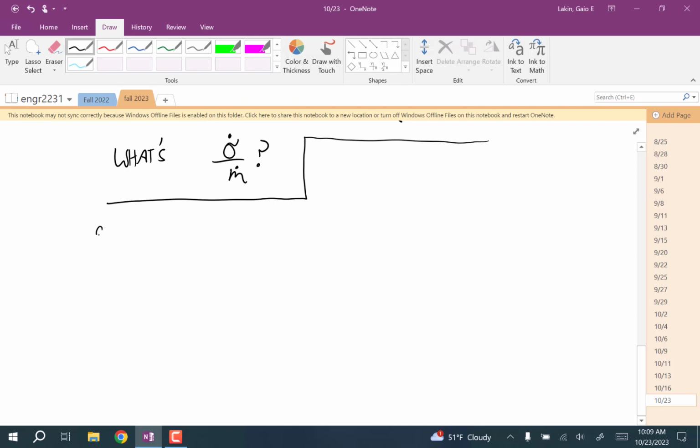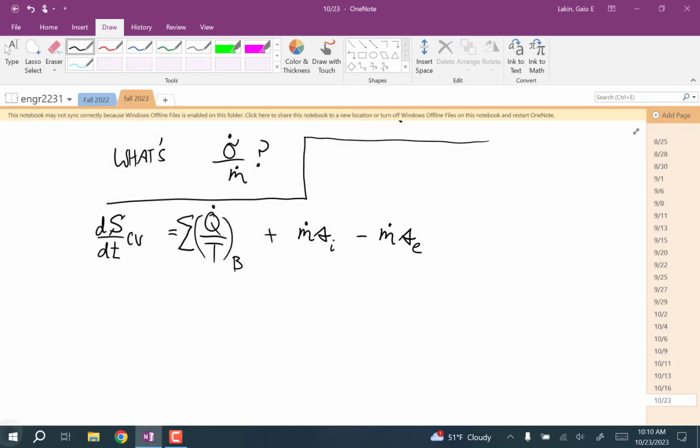So I'm going to write out the full equation. ds dt for the control volume is equal to the sum of all the rate of heat flow over the temperature around the whole boundary, and since it's steady state, I'm just going to call this m dot times the specific entropy at the inlet minus m dot times the specific entropy at the exit plus sigma dot.